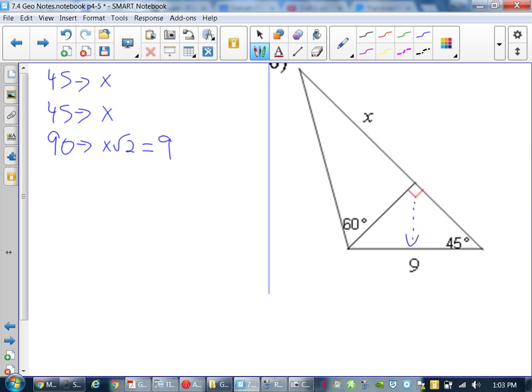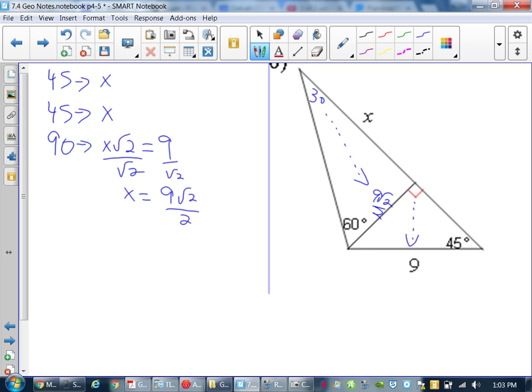Now, what do you do to get x by itself? This is where you divide. Very good. When you divide both sides by the square root of 2, you get the side length to equal 9 root 2 over 2. Why? Because that's what the calculator just said. It's convenient that that's what it does. Now that's opposite the 45.